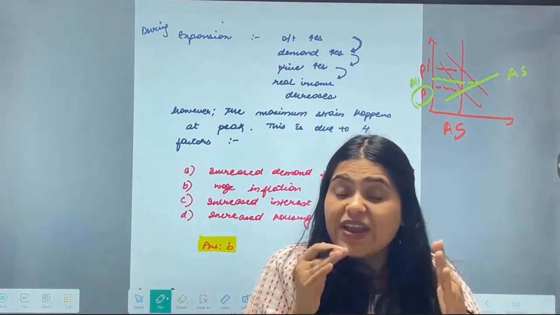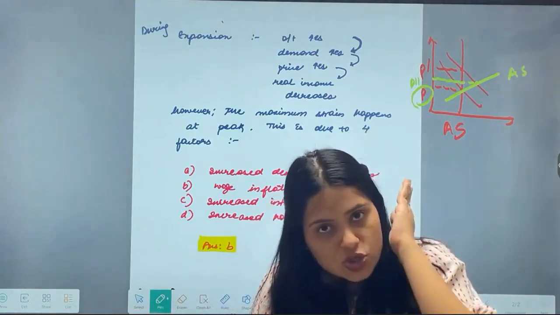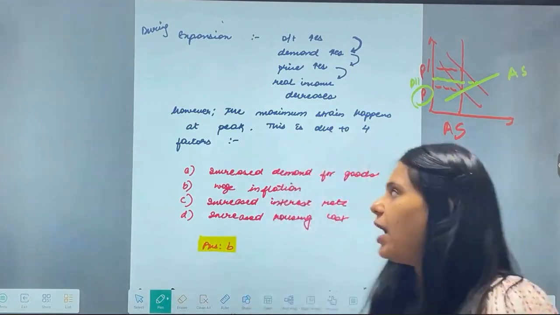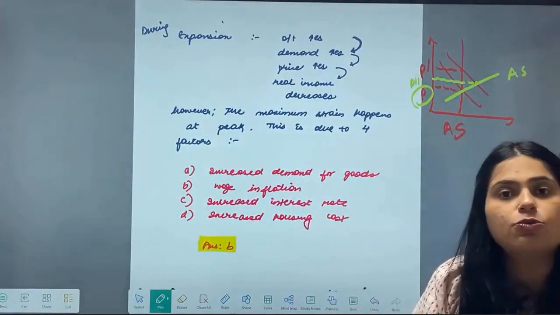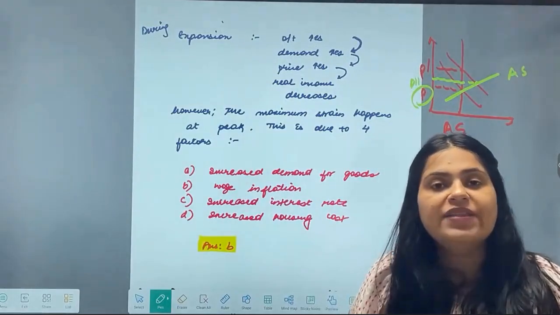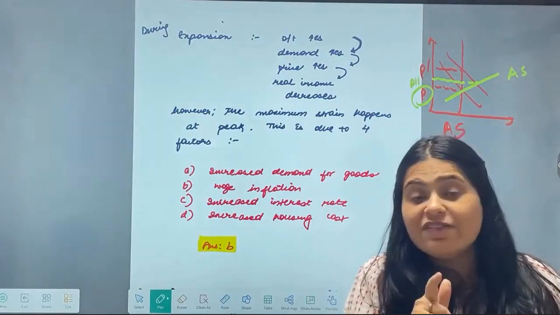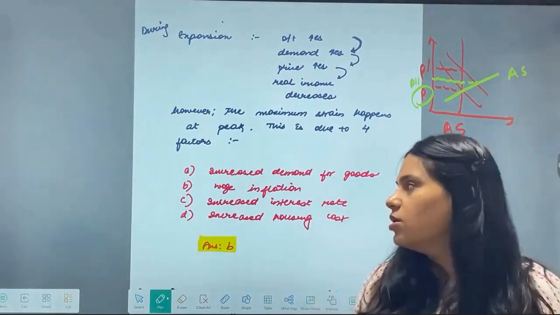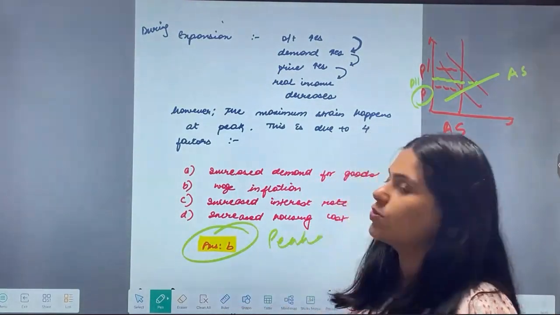But now when I am at my peak, I cannot increase my output. My output is also already at its maximum. मेरा output तो full पे है, इससे ज़्यादा बढ़ ही नहीं सकता. I can't increase my output further. So if I cannot increase my output, then demand is only going to cause inflation. So when will you have maximum strain? You can have maximum strain only when it is a peak situation.